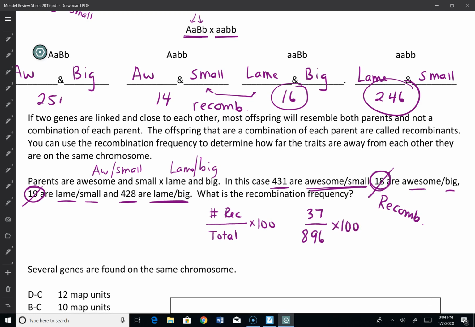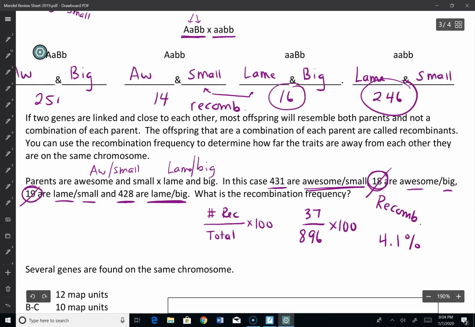So I'm going to just simply do that math and multiply it by 100. So 37 divided by 896 is going to be about 4.1%. So if I round that to a whole number, I'm going to round that to 4. Now what that means is these things are 4 map units apart from each other. They're close. The closer they are, or the smaller that number, the more likely they are to be linked and travel together. So what the heck is a gene map? What does that even mean?